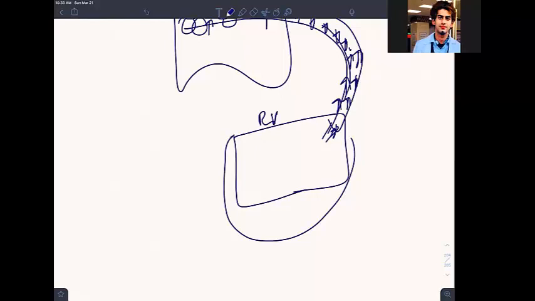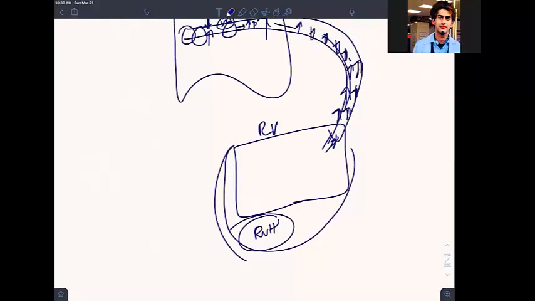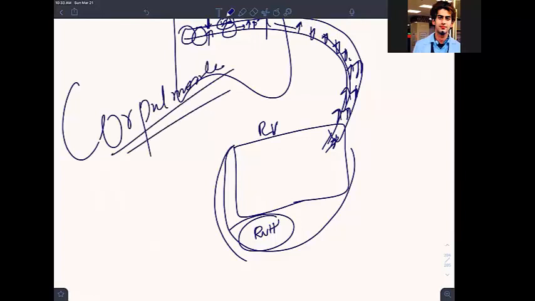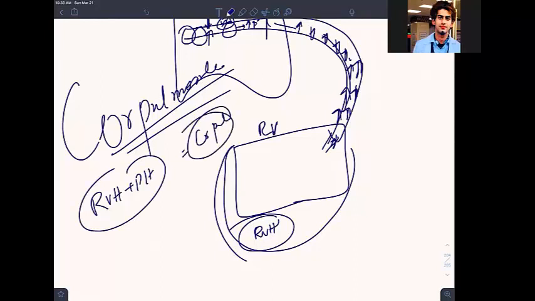So what is happening? Will it finally lead to right ventricular hypertrophy? This condition is known as cor pulmonale. What is cor pulmonale? Right ventricular hypertrophy plus pulmonary hypertension is equal to cor pulmonale. Guys, MBBS medicine is such a tasty, beautiful subject. So are we able to understand how things move from a hypoxic scenario?